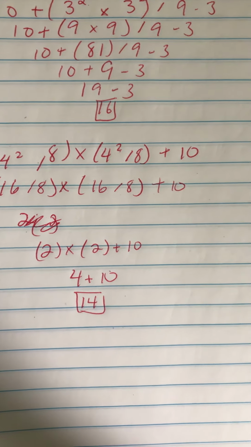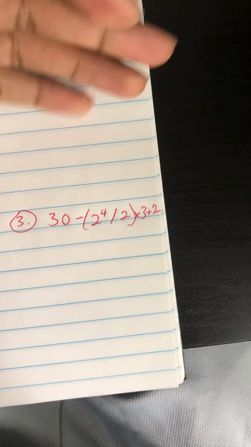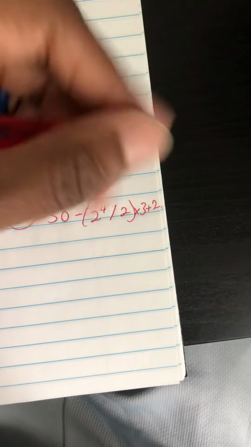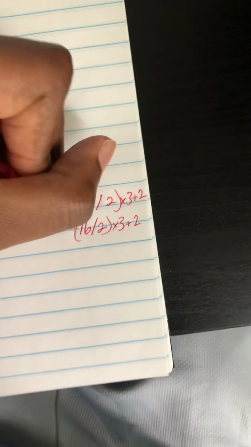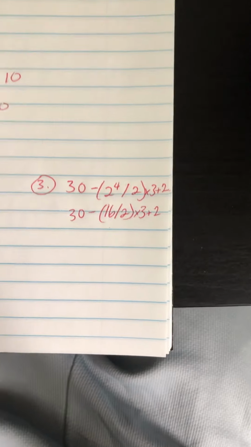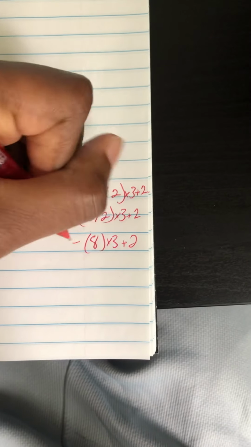Moving right along here, number 3. Okay, let's see. We have some room right here, number 3. We have 30 minus 2 to the 4th power, division 2 times 3 plus 2. Okay, so we do what's in parentheses first, and we know 2 to the 4th power is 2 times 2 is 4 times 2 is 8 times 2 is 16. So that's going to be 16 divided by 2 times 3 plus 2 minus 30. Okay, 16 divided by 2 is 8 times 3 plus 2 minus 30.